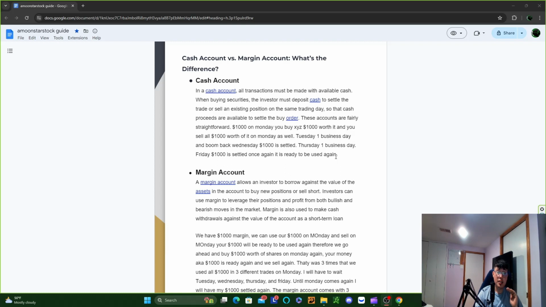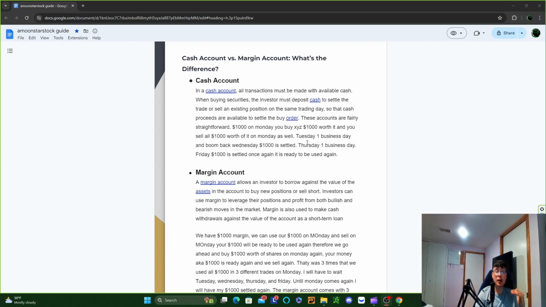You can still buy with the unsettled funds, but if you try to sell, you will get a GFV, a good faith violation. You will have 3 strikes. If you go against the 3 strikes, you could be in probation for 90 days. You cannot trade on that account any longer.